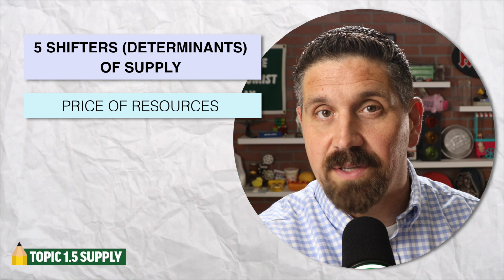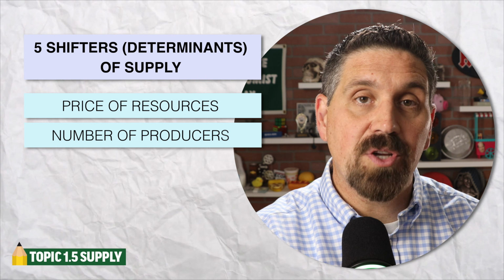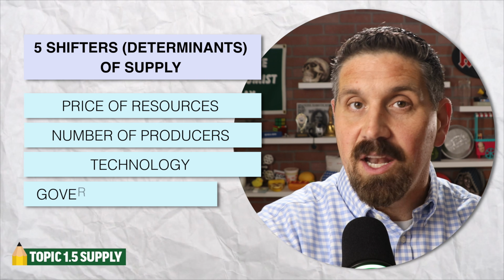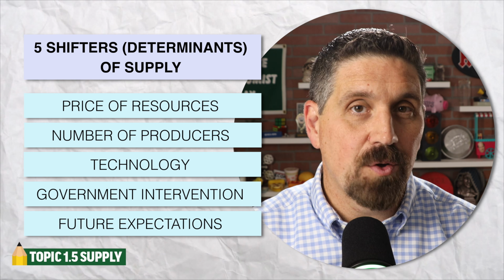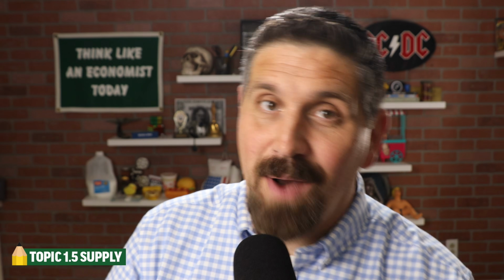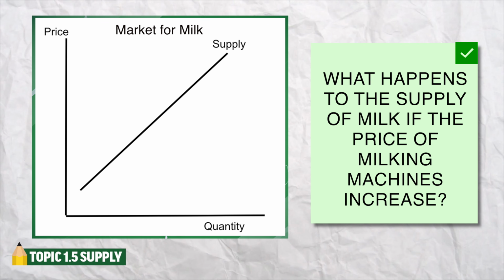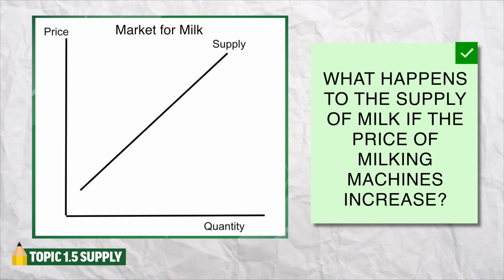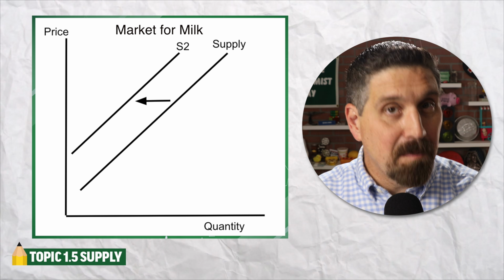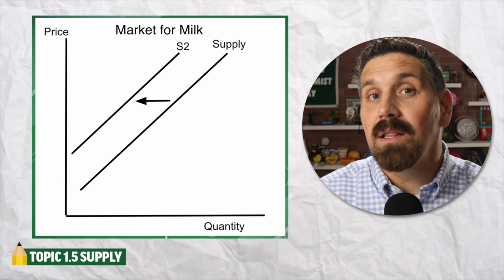The price of resources or inputs, the number of producers, technology, government intervention like taxes, subsidies, and regulation, and expectations of future profit. Again, let's practice. Show what happens to the supply curve for milk if the price of milking machines increases. Milking machines are a key resource for producing milk, so the supply of milk is going to shift to the left. At every price, milk producers are going to be willing and able to sell less milk.